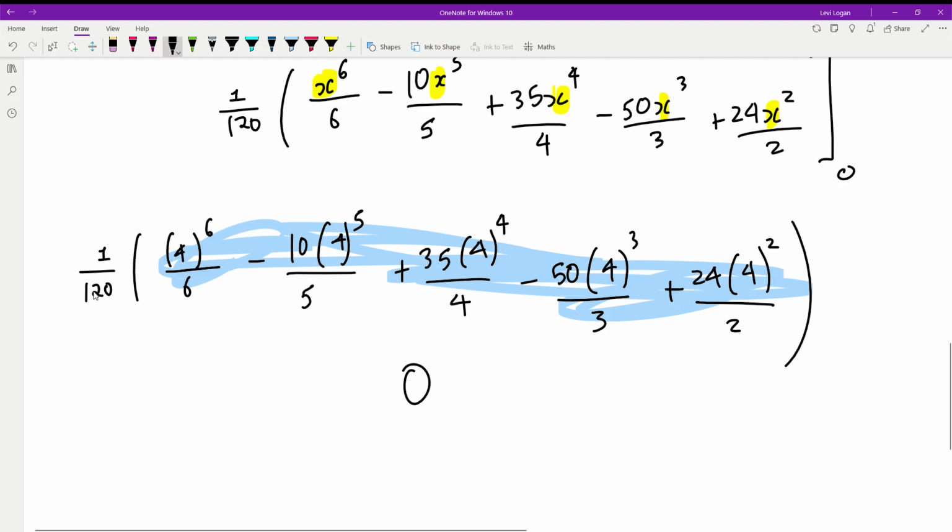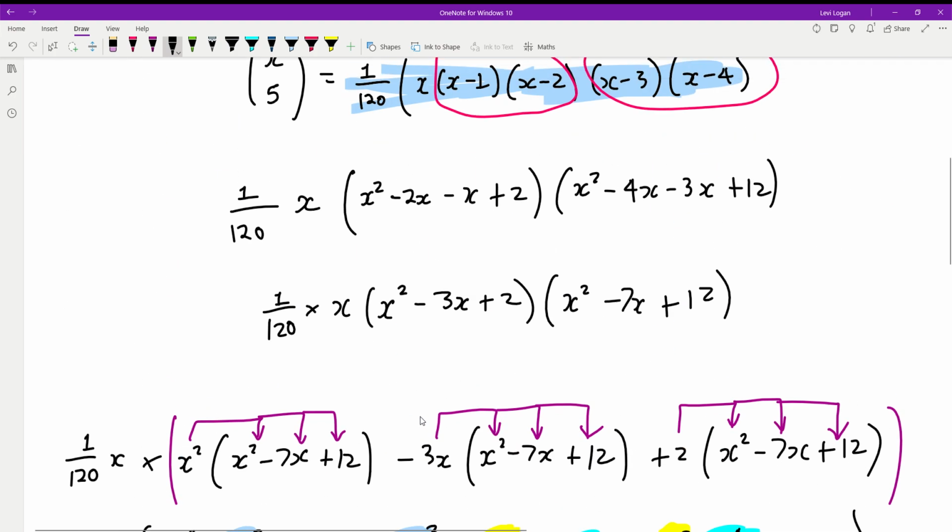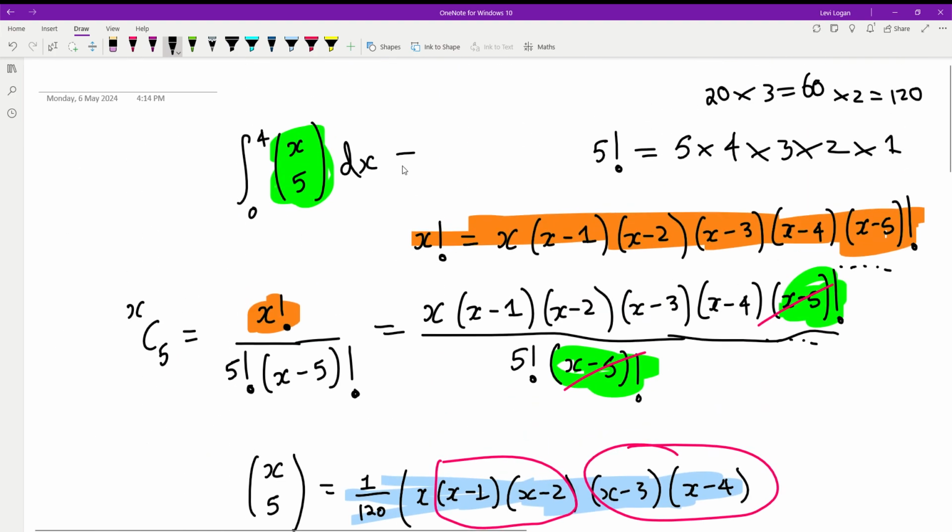1 over 120 won't change the answer. So this integral up here is equal to 0. Okay, and that's about it.